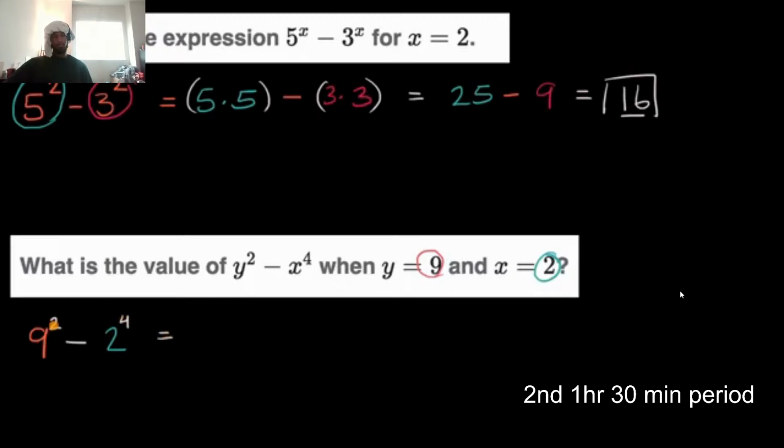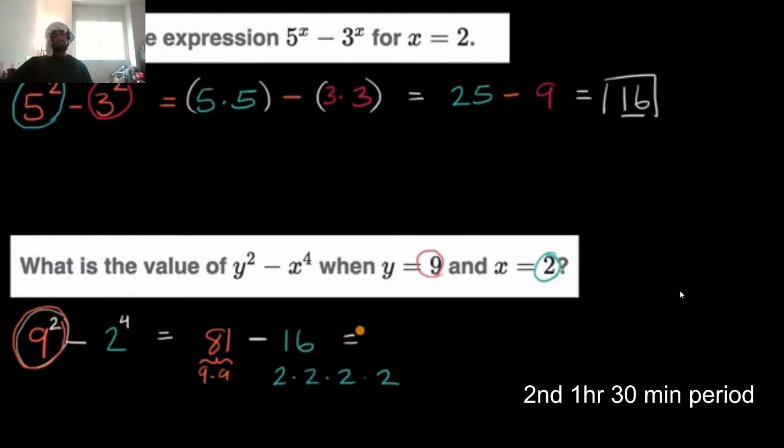Well, 9 squared is 9 times 9. So this whole thing is going to be equal to 81. And then from that, we're going to subtract 2 to the fourth power. Well, what's 2 to the fourth power? That is 2 times 2 times 2 times 2. So 2 times 2 is 4, 4 times 2 is 8, 8 times 2 is 16. So it's 81 minus 16.